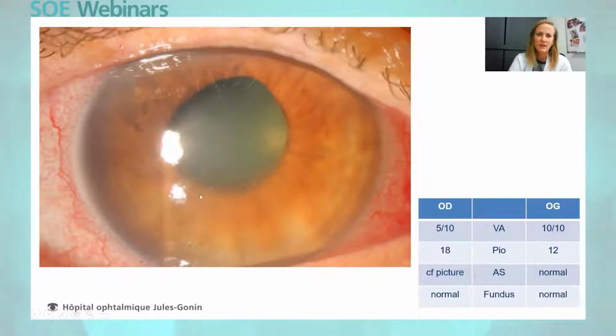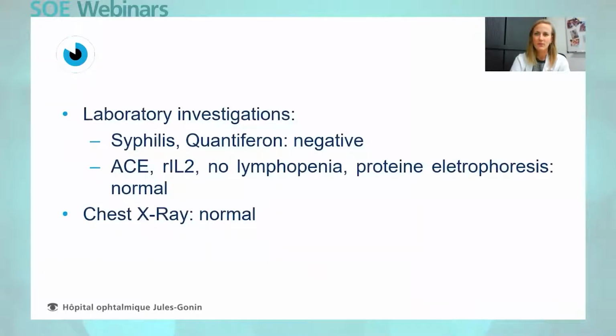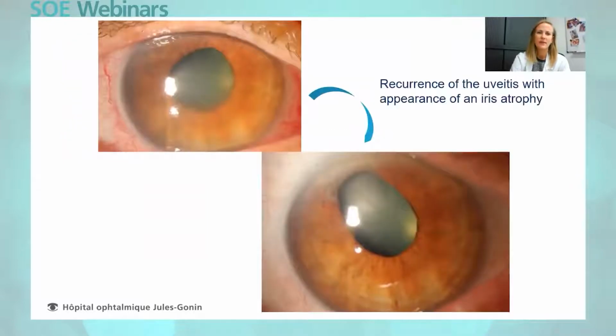There were granulomatous precipitates and acute uveitis with inflammation, and the fundus was normal. So it was an acute anterior granulomatous uveitis. The resident made the first investigations, which were all normal, and he started steroid drops with a complete resolution of the symptoms. But 3 days after stopping the drops, he came back with a recurrence of the inflammation.